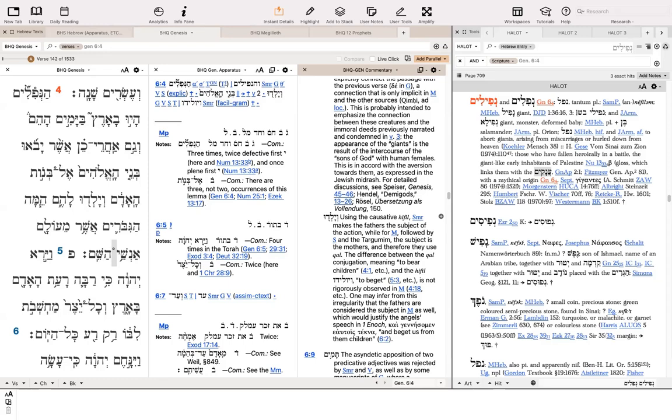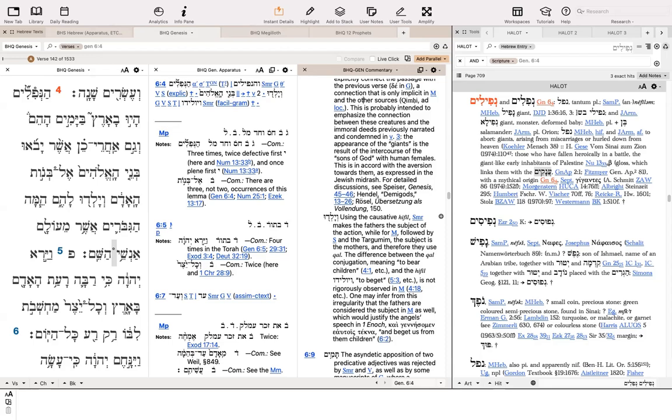Therefore, they use the qal. The difference between the qal conjugation, meaning to bear children, and the hif'il conjugation, meaning to beget, is not rigorously observed in the Masoretic texts. We have cases where they use the conjugations a little more loosely, and it gives us here the example of Genesis 4:18 as one of those. One may infer from this irregularity that the fathers are considered the subject in the Masoretic text as well, which would justify the angel's speech in 1 Enoch, who says, and beget us from them children, in 1 Enoch 6:2.